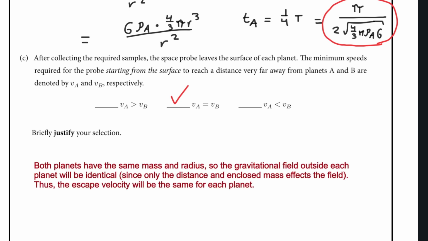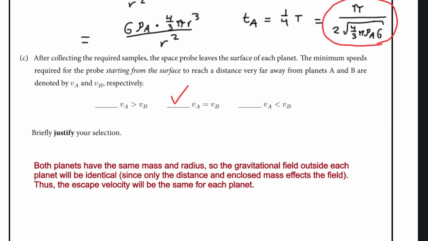Both planets have the same mass and radius, meaning the gravitational field outside each planet will be identical, since it depends only on distance and enclosed mass. Thus, the escape velocity will be the same for each planet. If you work it out, you'll see escape velocity is proportional to the square root of the planet's mass divided by its radius, and that fraction is the same because the M and R are the same. So you get 1 point.